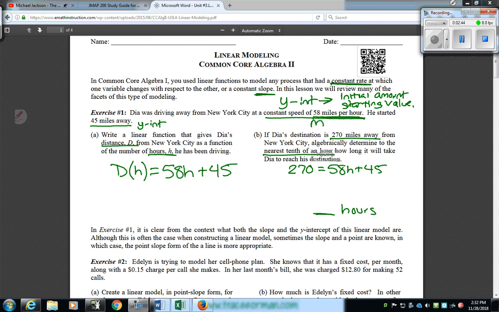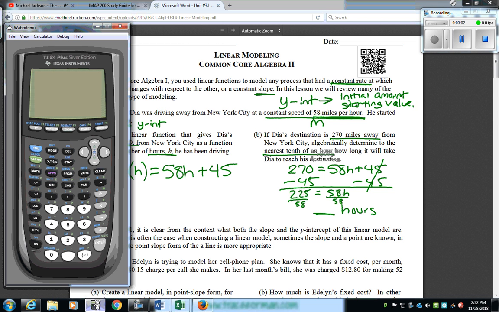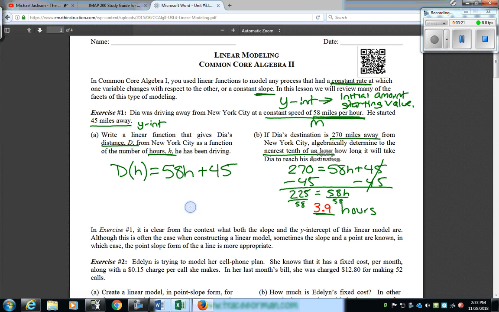So I got a two-step equation. I'm going to go ahead and subtract 45 on each side. And then I have 225 equals 58h, and I got to divide by 58. So I'm going to take my calculator, type that in. 225 divided by 58, it says nearest tenth. So in this case, it's going to be 3.9 hours. It was 3.87, but I got to round up the 8 because of the 7 past it. So there's a basic example for slope-intercept.